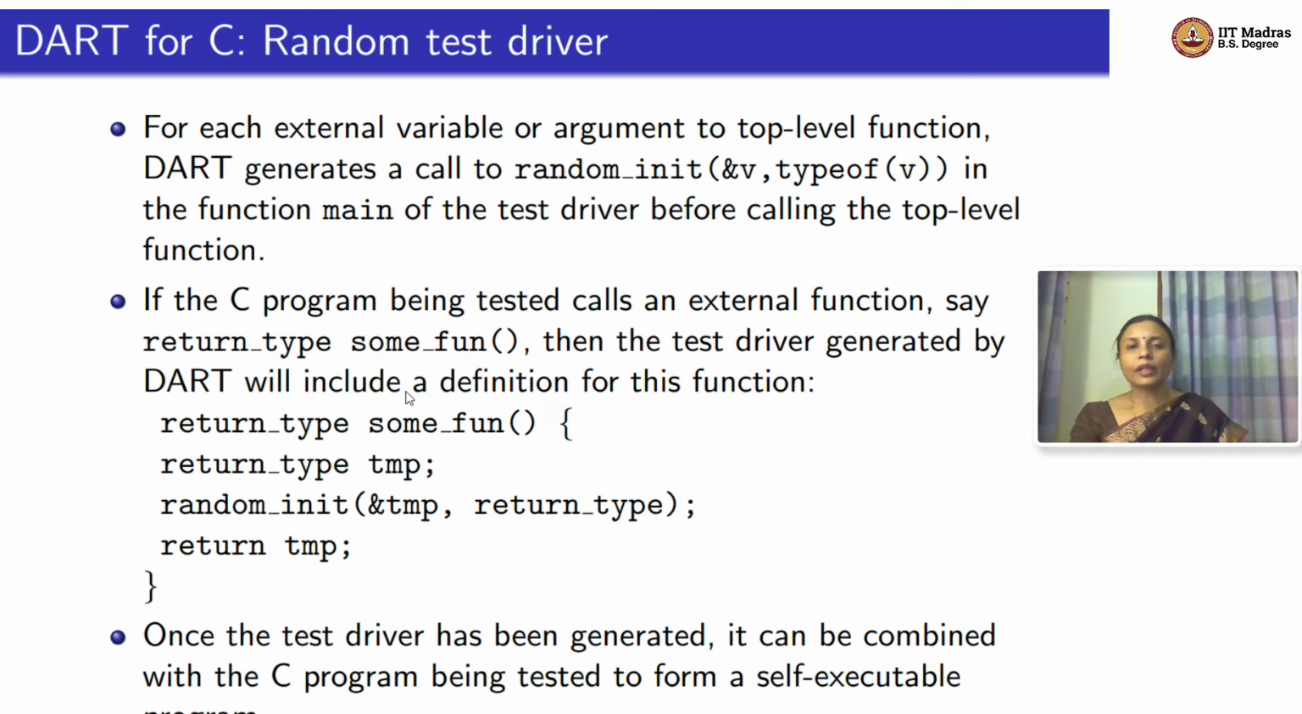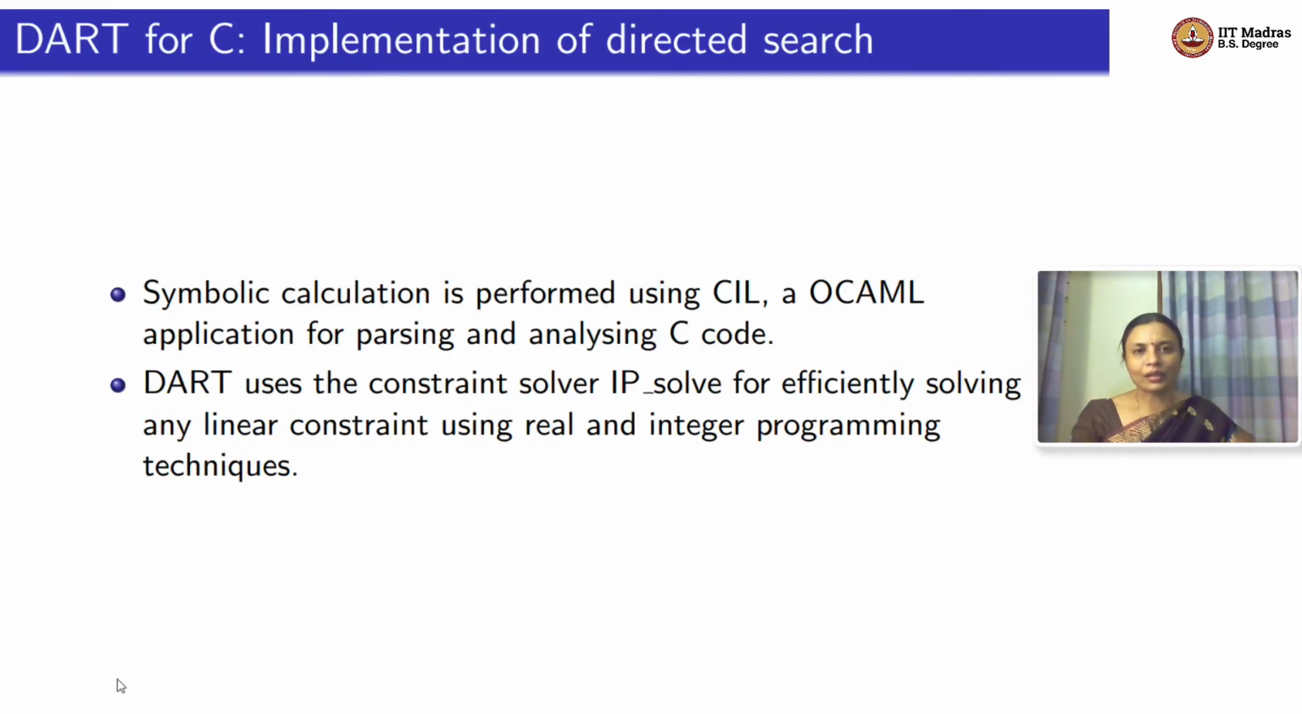For each such external variable or an argument to the first level function, Dart generates a call to this random init based on the type and feeds in random values. And then the C program is tested on it. The next part is the external function. Suppose we had an external function. Then the test driver generated by Dart will include a definition for this function. It will just return a value as if the function was returning a value that is consistent with the return type of that function, whose code we don't know. That's what this piece is doing. So the test driver is generated. Now this will call the program under test and start running it.